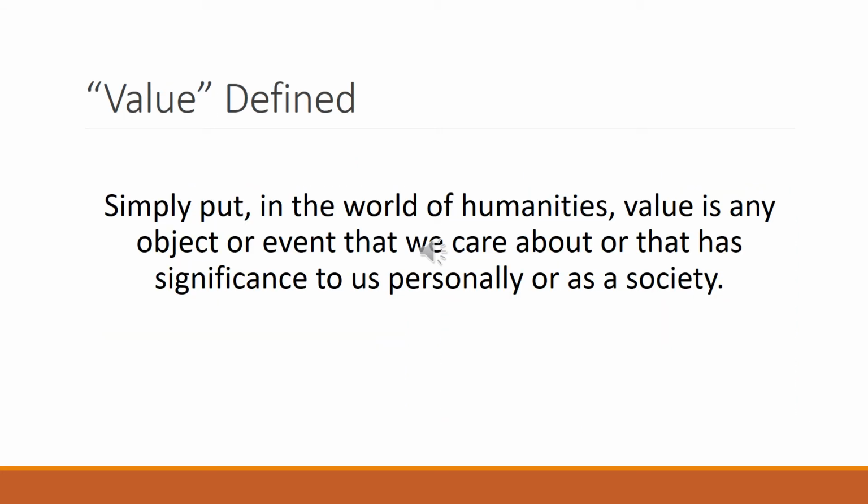Now that we have established that we study the humanities to have a better understanding of what values a particular artist or society view as important, let's take a closer look at the definition of value. Simply put, in the world of humanities, value is any object or event that we care about or that has significance to us as a society. Now note here that I have said the word event. What I mean by this is something like a dance or open mic performance. These are not physical, tangible items like a painting or a sculpture, so we call them events.